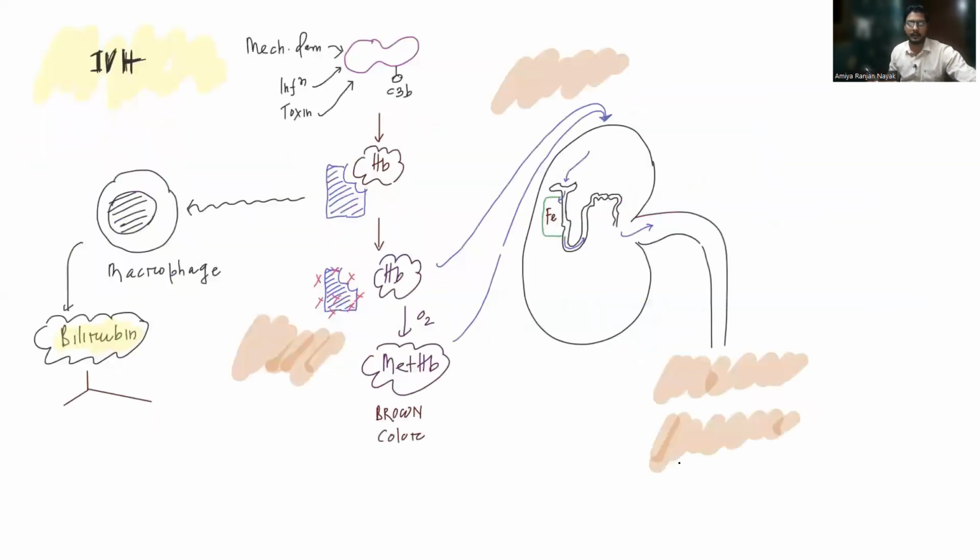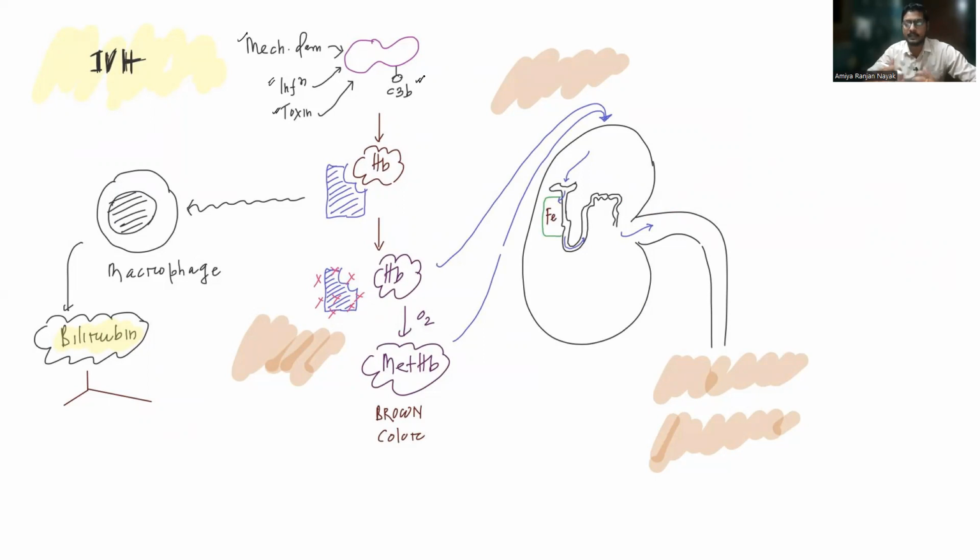Now we'll discuss about the intravascular hemolysis. So the basic difference is in intravascular hemolysis, the hemolysis is happening inside the blood vessel. So there can be various causes. It can be due to some mechanical damage. It can be due to some infections like malaria. It can be due to some toxins. It can be because of some complement deposition on the RBC surface. So all these causes we'll discuss later. So whatever may be the cause, the RBC will get destroyed inside the blood vessels.